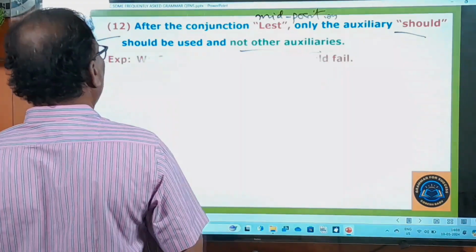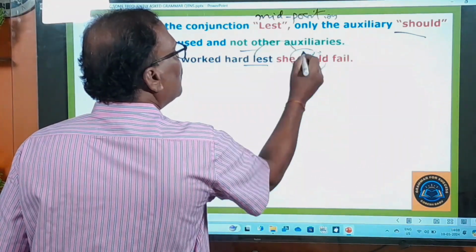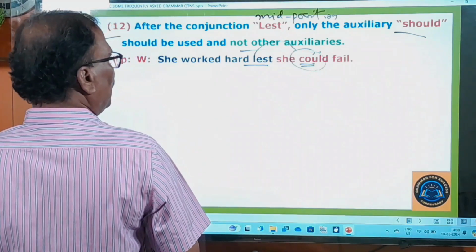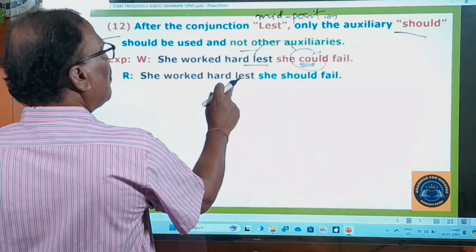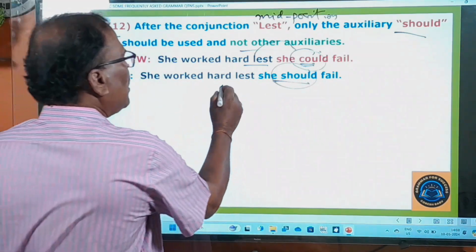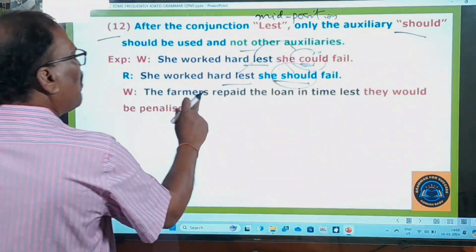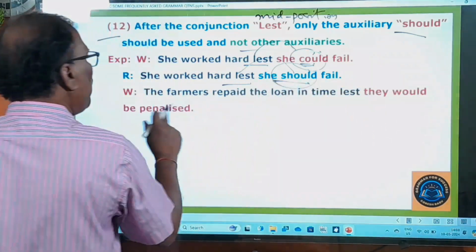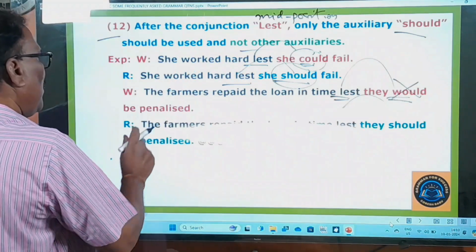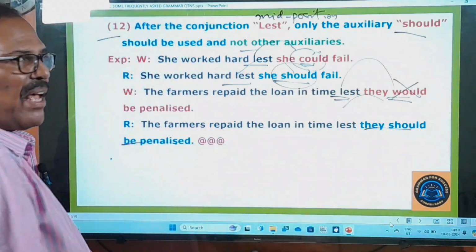right? She worked hard lest she could fail. After lest could is there, this is a different auxiliary. She worked hard lest she should. After lest you must use only should but not could. Similarly, the farmers repaid the loan in time lest they would be penalized. So after lest would is used wrongly. So you have to say the farmers repaid the loan in time lest they should be penalized.